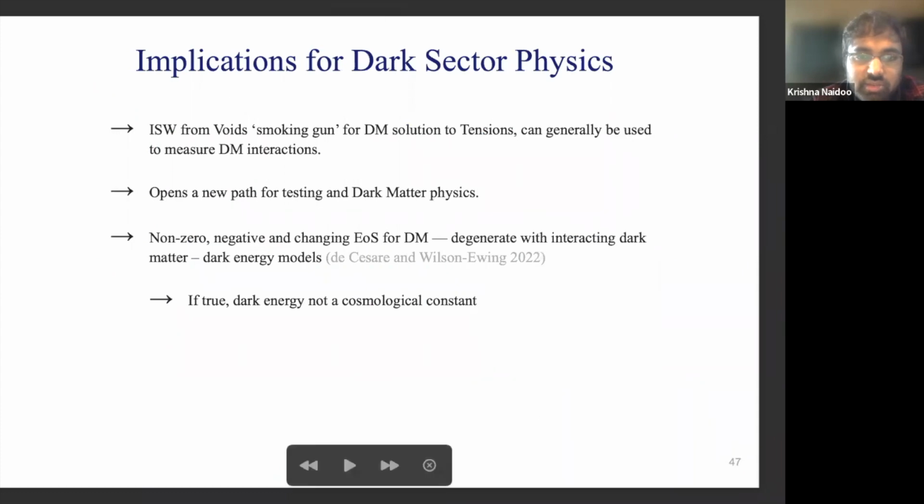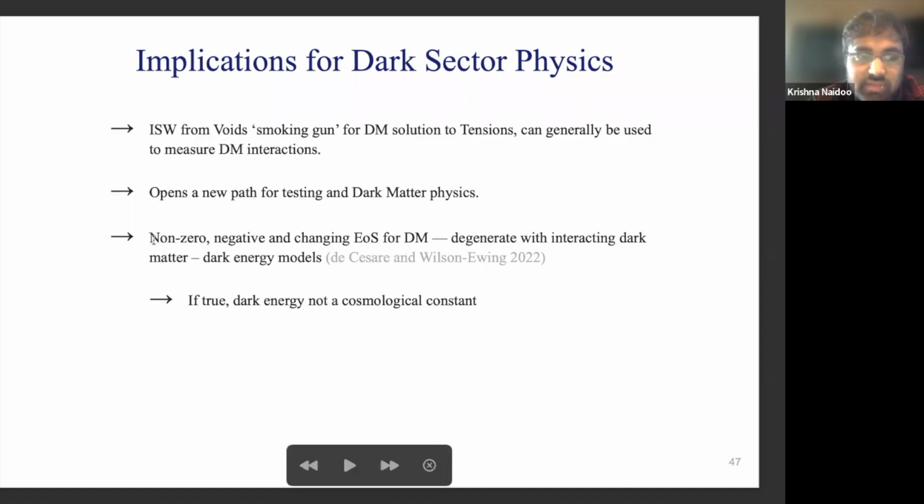Okay, so the implications for dark sector physics. I think the ISW from voids may be a smoking gun for a dark matter solution to tensions. And it can generally be used as a way to measure dark matter interactions, because then the way matter evolves through time is not just by a to the cube, but you now have an extra time component. And this is maybe a way to measure this. So it opens a new path for testing dark matter physics.